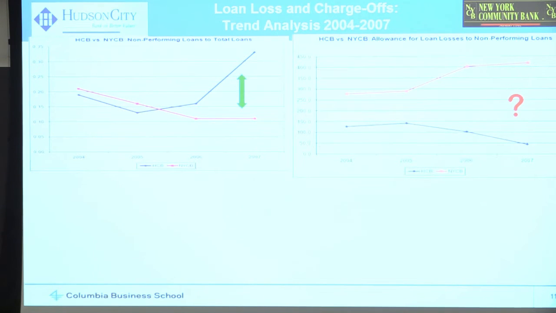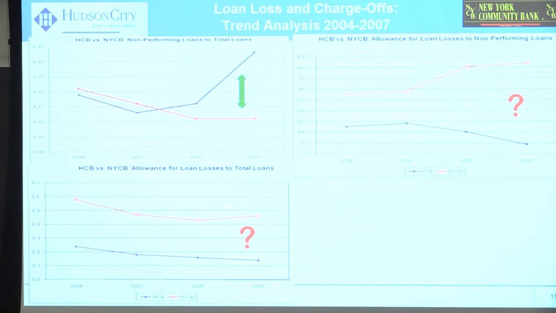If you look at the allowance for loan losses to non-performing loans, though, you see the opposite happening. So in fact, New York Community Bank is higher and going up, even though their non-performing loans aren't. So this is the first hint that there's a lot of judgment that takes place, and when you look over time, there's a lot of uncertainty around those measures.